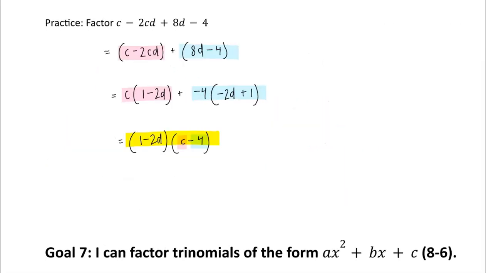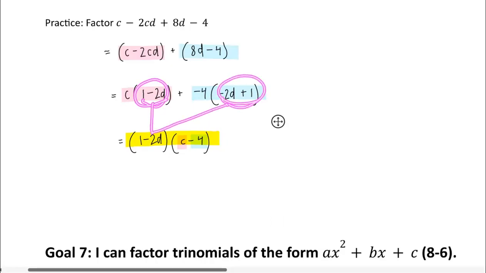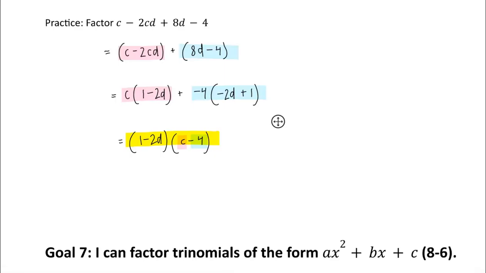Okay, so here's the final answer for that problem. Notice you had to factor out a negative 4 on that practice problem to make the parentheses match. And then you take out that GCF of 1 minus 2d, or you could put negative 2d plus 1. They're the same thing, so it doesn't matter how you write it in the final answer. And then what the other factor would be is c minus 4, coming from what's on the outside of each group.